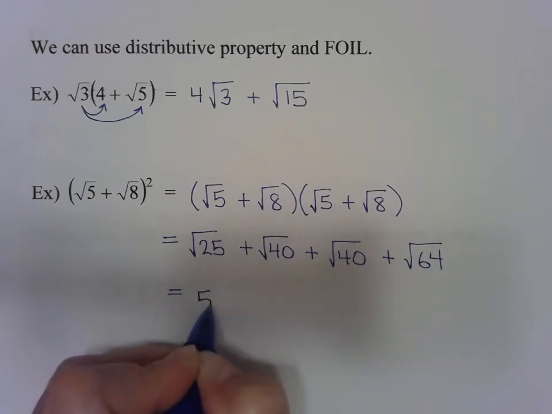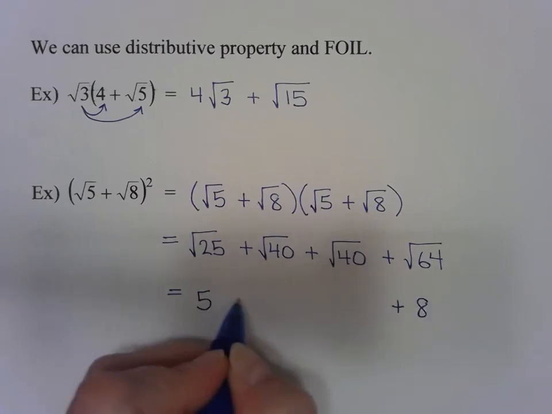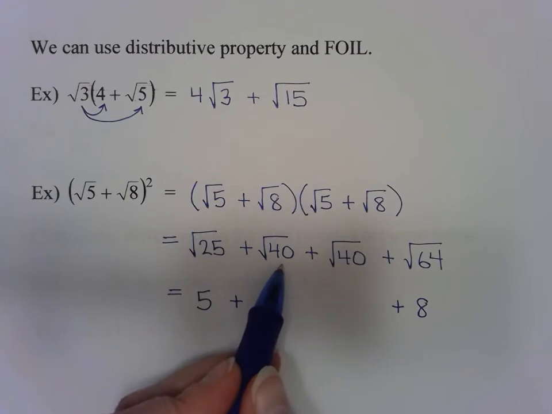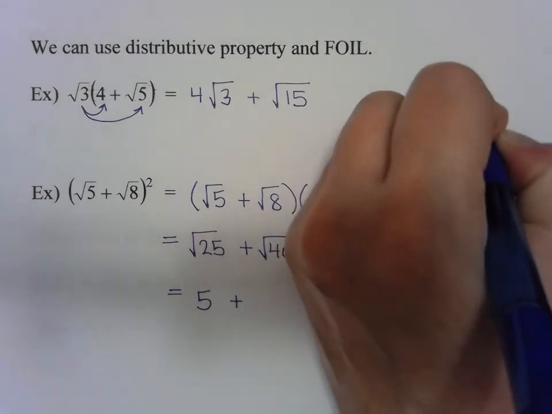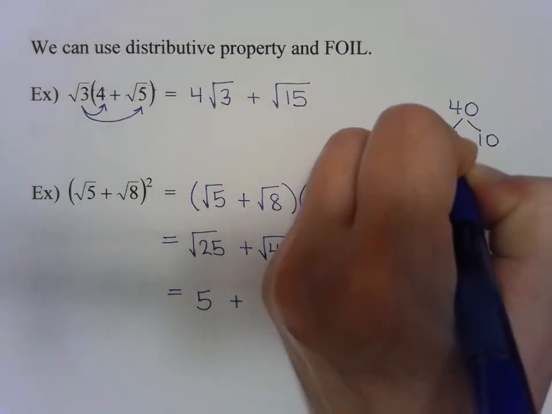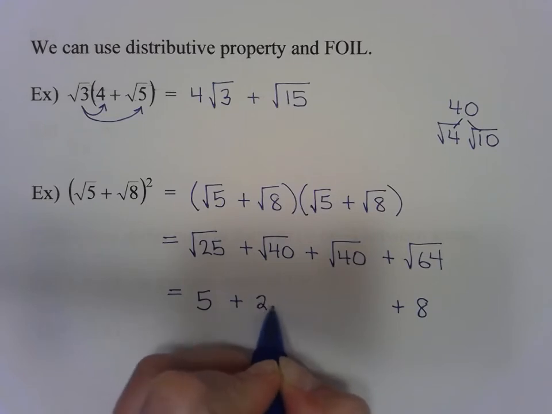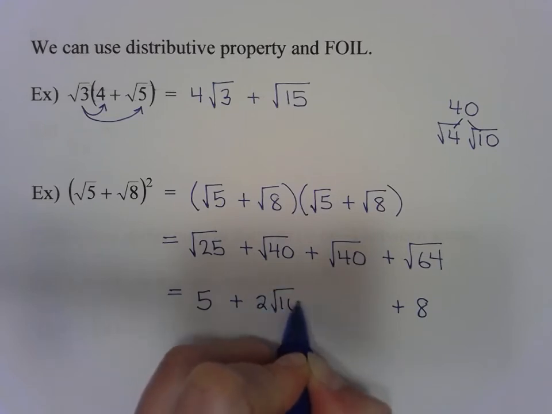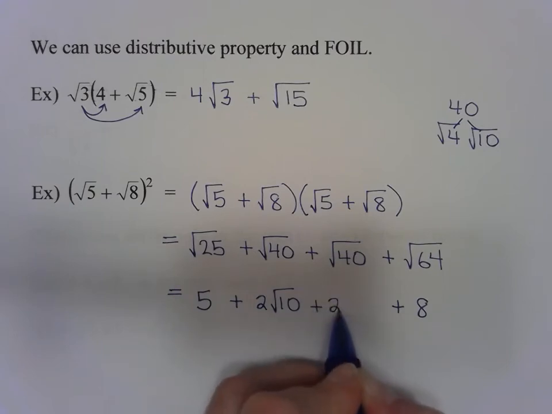So we said this was 5, and we know this is going to be 8. For the square root of 40, what can come to the outside? Remember 40, I can break up as 4 times 10. And 4 is a perfect square, so when I take the square root, a 2 comes out. And that happens for both of these.